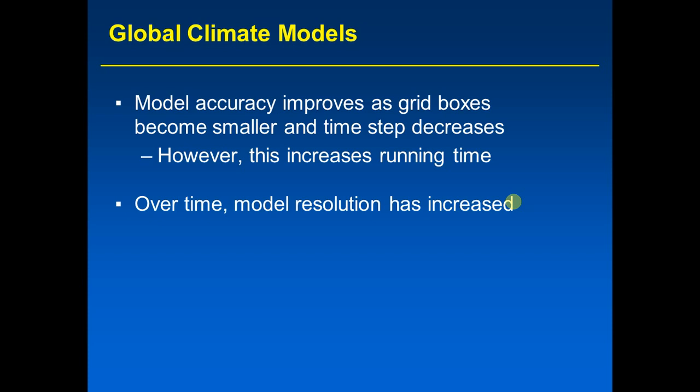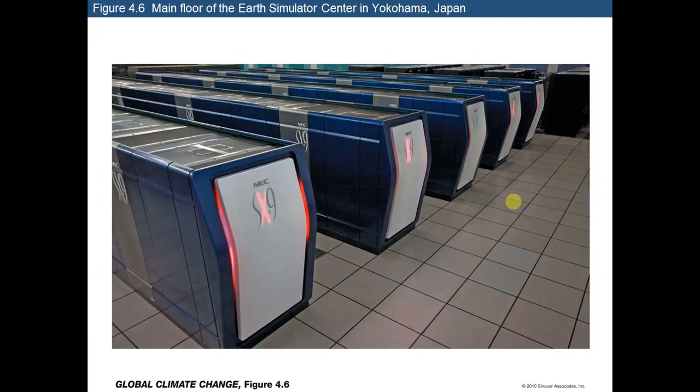So, you think, well, how can that be done? How can you have 20 trillion calculations a second? That comes back to what we were talking about earlier. Some of the world's largest supercomputers are running climate models. So here's an example of that. Here's a figure from the book, figure 4.6, showing the main floor of the Earth Simulator Center in Yokohama, Japan. And these are basically processor nodes. These are parts of the supercomputer, if you will.